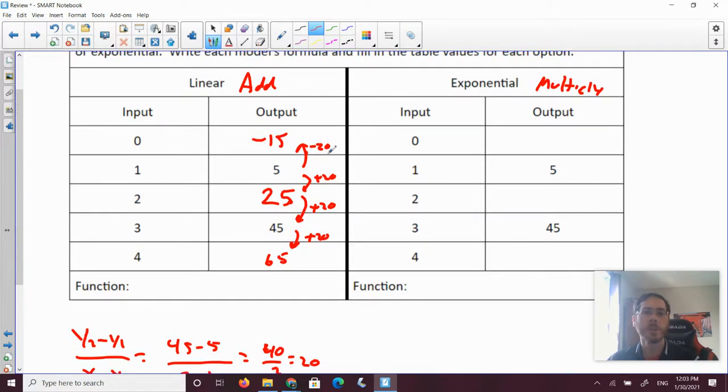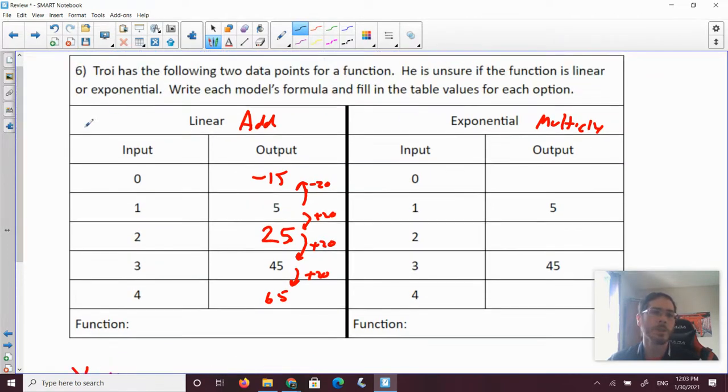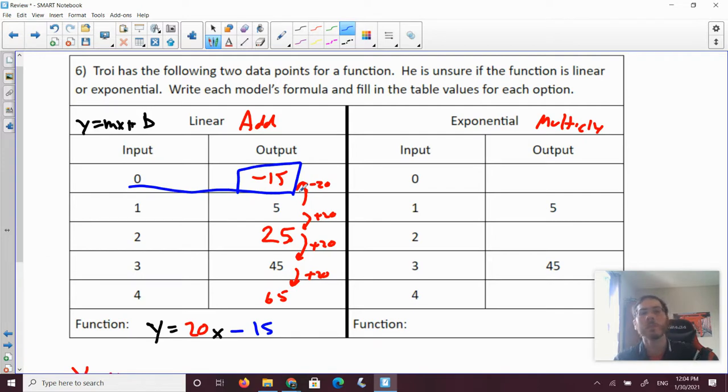All right, well, I know how much I'm adding every time. I know where I'm starting. And I know the function for linears is our friend y equals mx plus b. So our function is going to be y equals m, the slope. m is how much we added every time. x doesn't change. Remember, in this formula, b isn't how much you do every time. b is the y-intercept. b is what you start at. So minus 15. And so that's our linear function. So now we got to do it for the exponential.